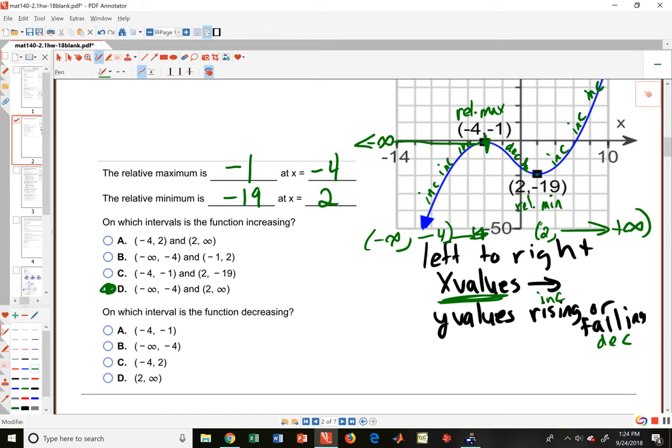That would be d. On which interval is the function decreasing? Well, here in the middle. Remember, we need to report the x values, so it'd be -4 to 2. This means x between -4 and +2.